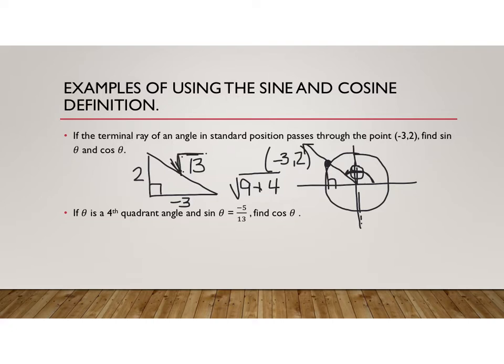So then, sine of theta from our definition is y over r. In this case, that'd be 2 over root 13. The cosine of theta would then be x over r, which would be negative 3 over root 13.